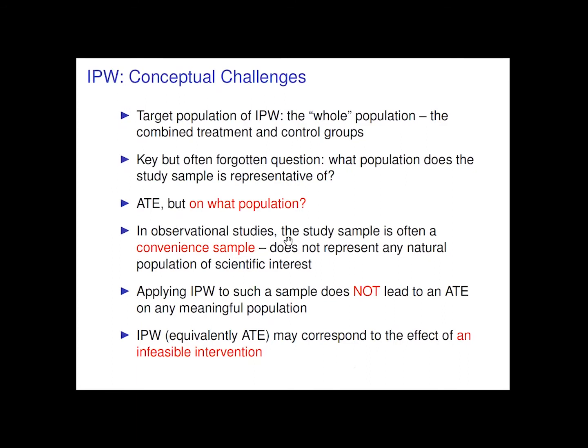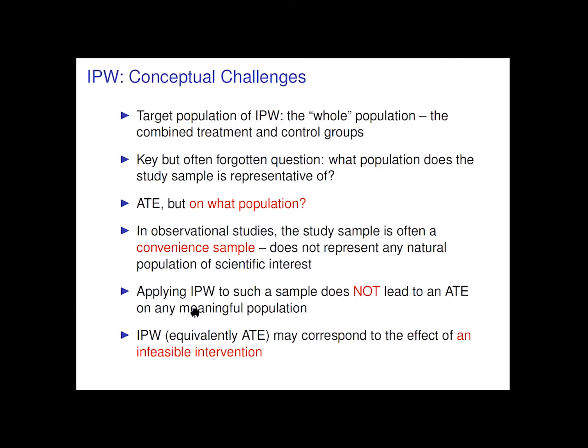So why do I say this? Because in observational studies, very often the study sample itself is just a convenient sample, especially in medical studies. It's just an available sample. It doesn't really represent any natural population of scientific interest. Often I get data from a hospital, and that's it. I don't know whether this hospital is Duke Hospital or UNC Hospital. I don't know whether it is representative of a national population. But people still just apply IPW without asking whether this is a meaningful population.